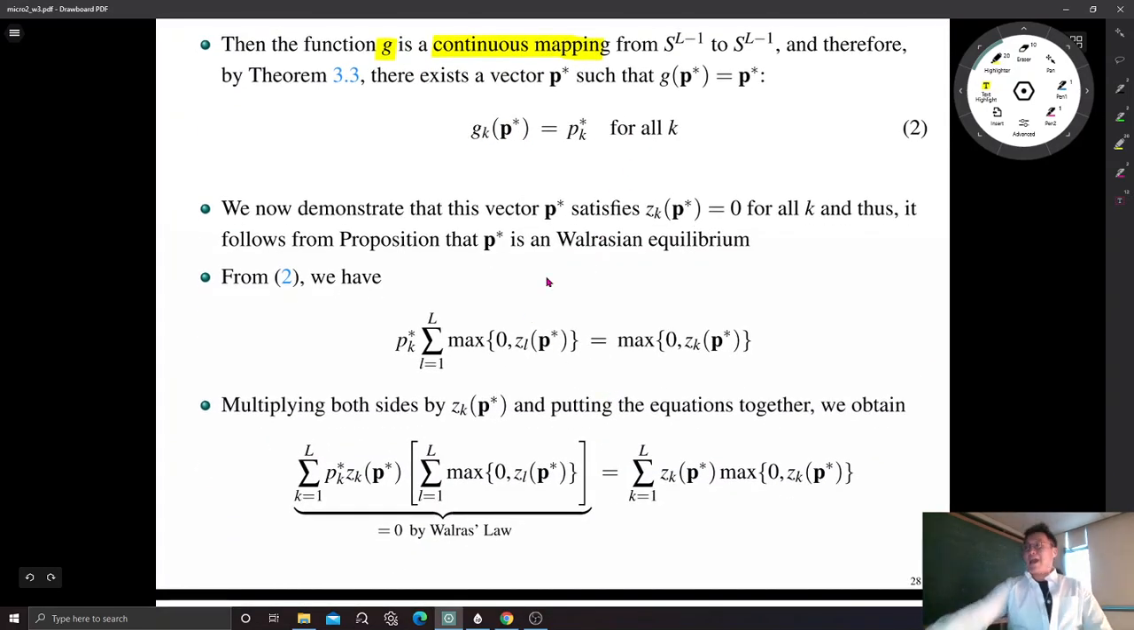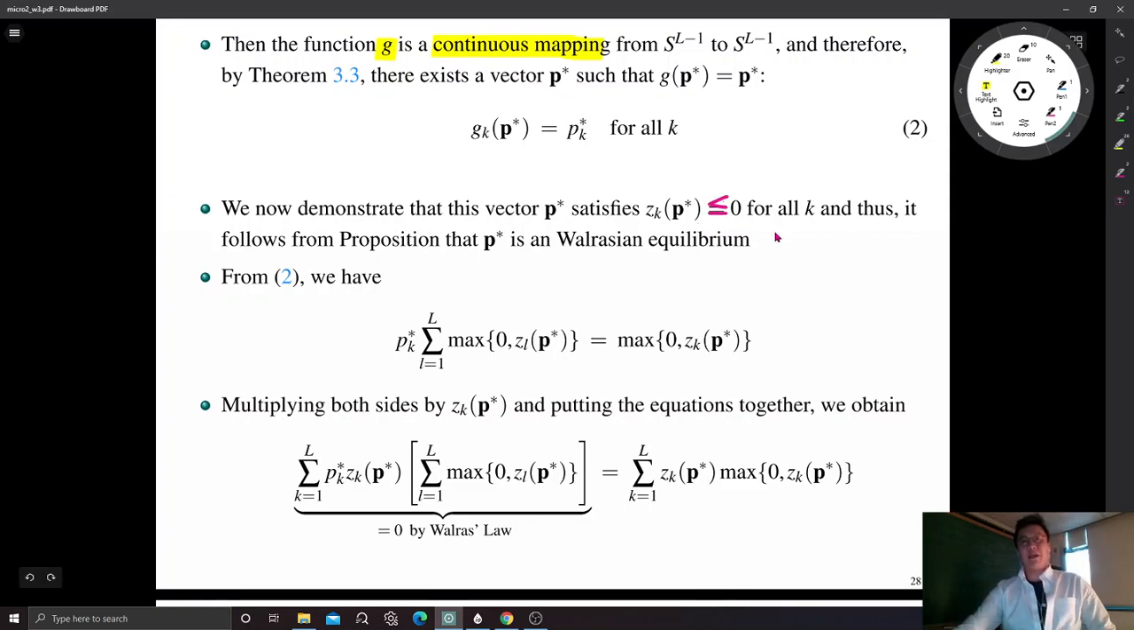All right, and now we demonstrate this price vector p star is a Walrasian equilibrium price vector. Right? This is how we prove existence. We found a fixed point, the existence of a fixed point, and the fixed point of function g becomes a Walrasian equilibrium. So now we are going to prove that this price vector p star satisfies that every excess demand function is going to be non-positive. This is a typo.